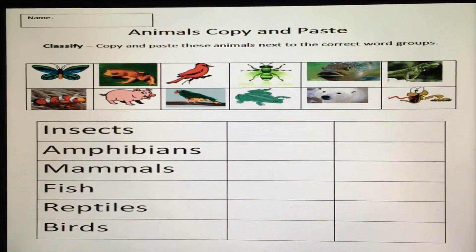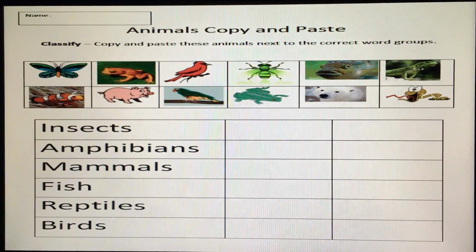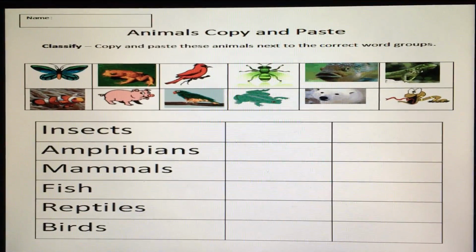Here's the animal worksheet that they will complete. They will cut out the animals that are on the top and put them into the correct categories in which they think that they belong.